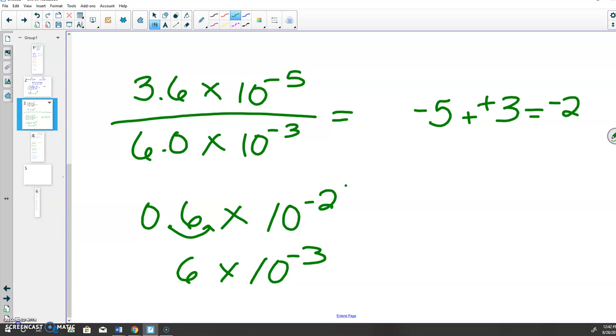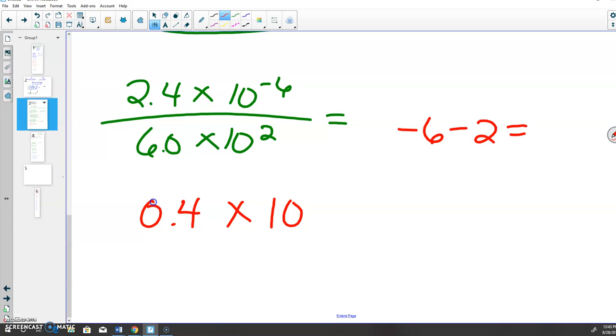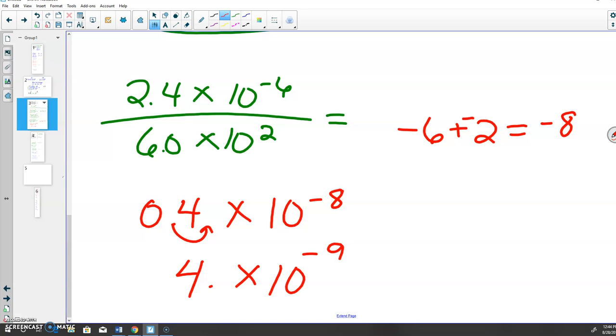-3. What is 2.4 divided by 6.0? 0.4 times 10 to the, and you have -6 minus 2. -4. Are you sure? Keep, change, flip. Your calculator would have done it for you. It's -8. Is your decimal in the correct spot? No. Move it backwards 1. So you would have to move this one backwards 1.